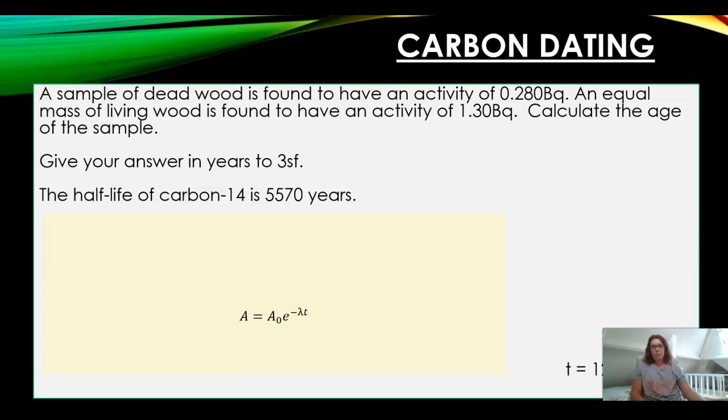You've got a sample of dead wood, it's found to have an activity of 0.20 becquerels. And an equal mass of living wood is found to have an activity of 1.3 becquerels. Calculate the age of the sample, give your answer to three significant figures, and it tells you the half-life of carbon is 5570 years. So you can try this on your own if you want. The answer is 12,300 years, or you can press pause and do it yourself, or you can do it with me.